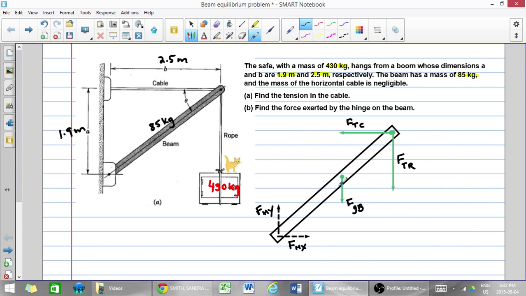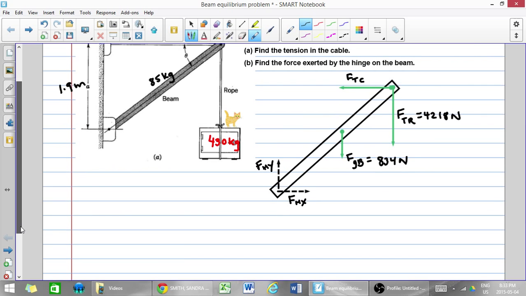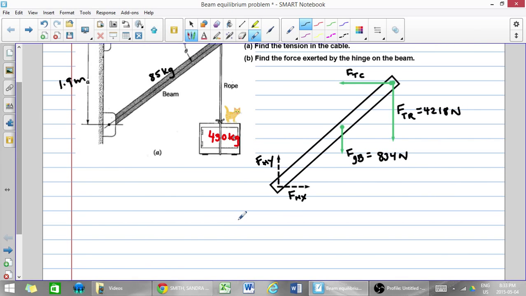We can calculate the force of gravity from the beam and the safe, and I won't go through the details of those now, but I will tell you the results. From the safe and the cat, 4218 newtons. And from the beam, 834 newtons.